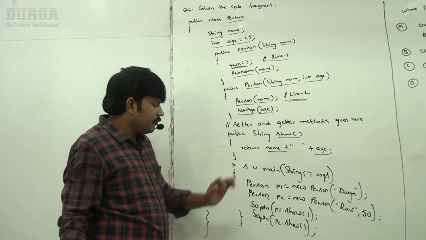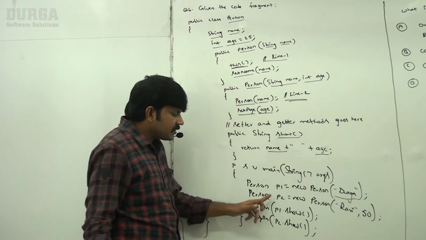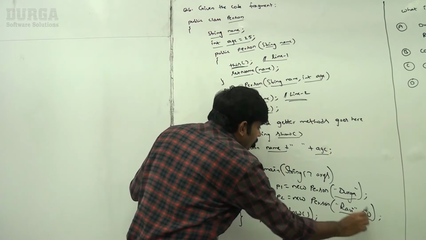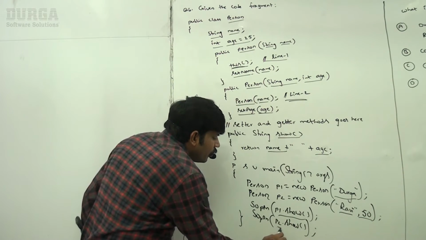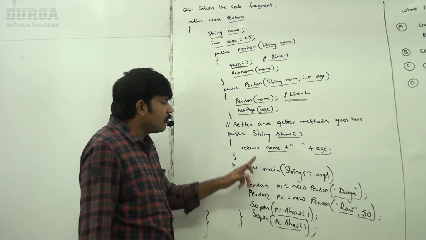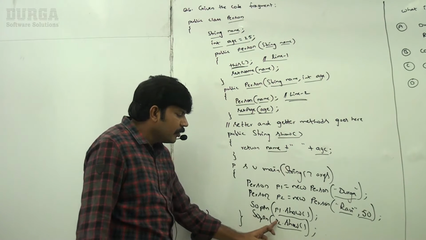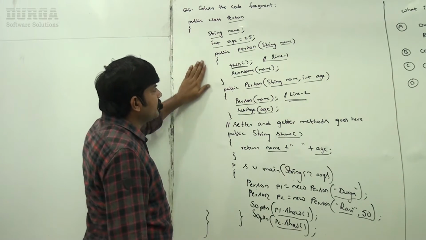Public static void main, Person p1 is equal to new Person("Durga"), Person p2 is equal to new Person("Ravi", 50), and p1.show(), p2.show(). Can you please print p1.show() and p2.show()? p1.show() returns some string, p2.show() returns some string. Can you please print that string? That's all, sir. This is my code.